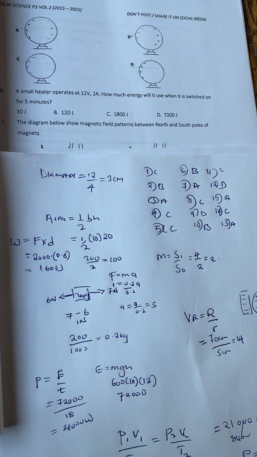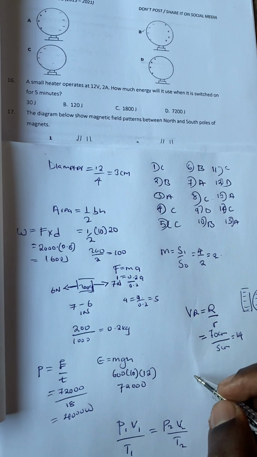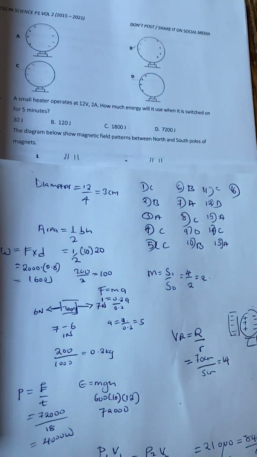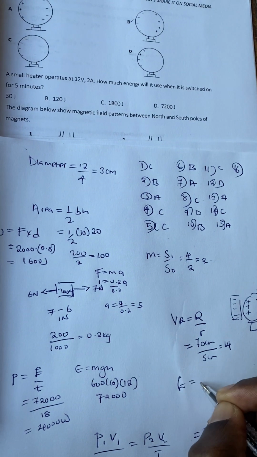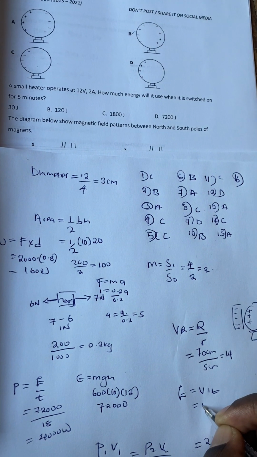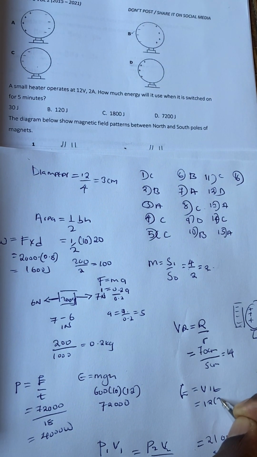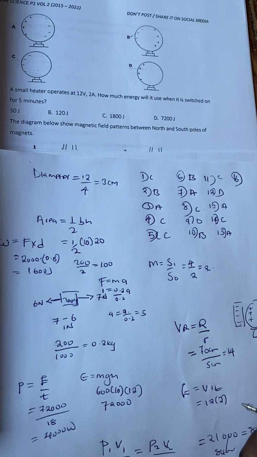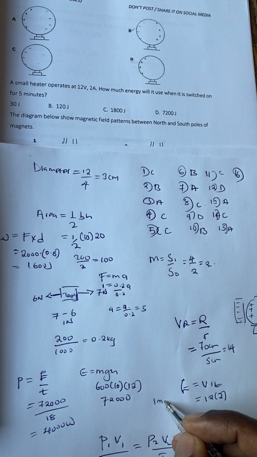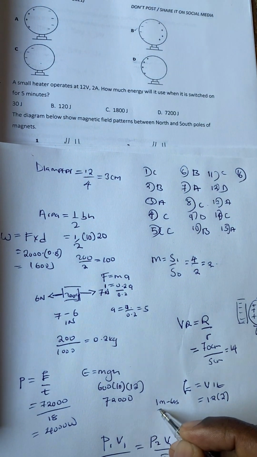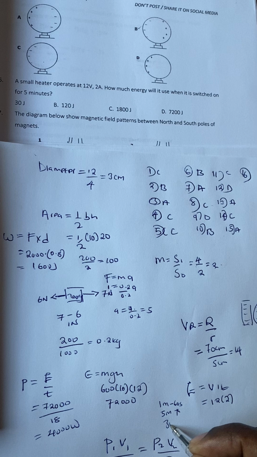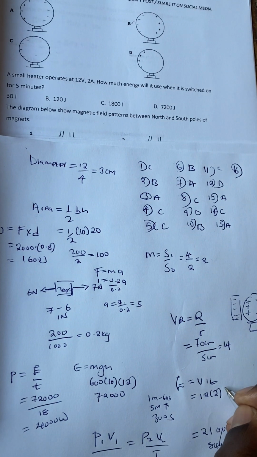So to find energy, I will simply use the formula. So this is question 16. Energy is equals VIT, where voltage given is 12, current given is 2, and time I need to convert from minutes to seconds. 1 minute is equals 60 seconds, so 5 minutes is equals X. When I cross multiply, I'll get 300 seconds, so times 300.